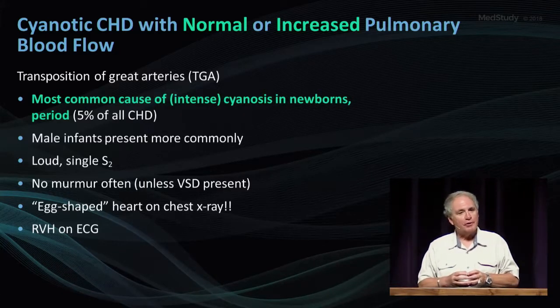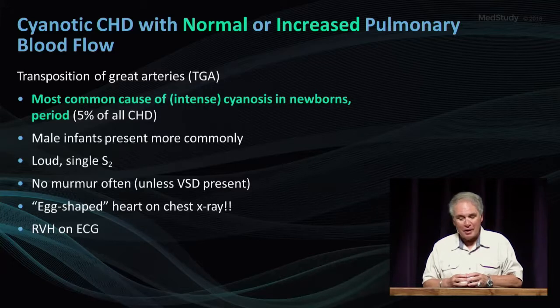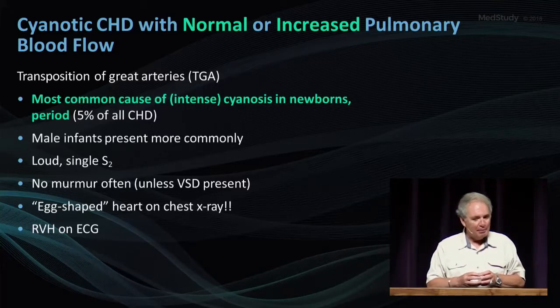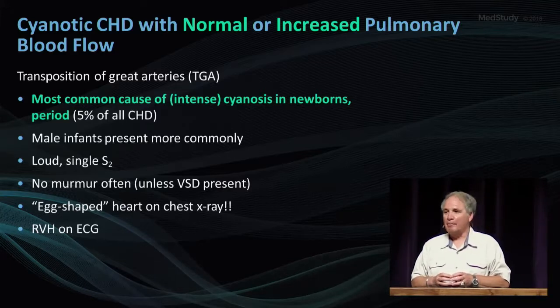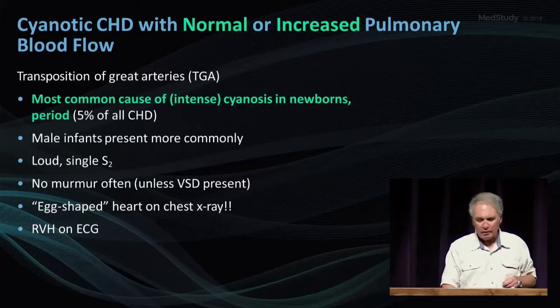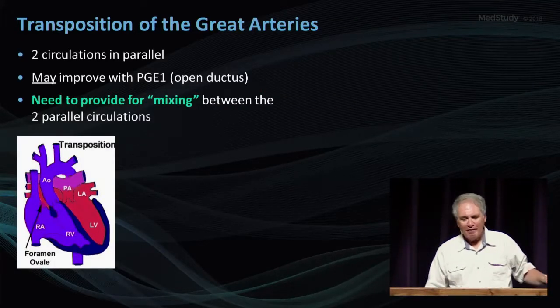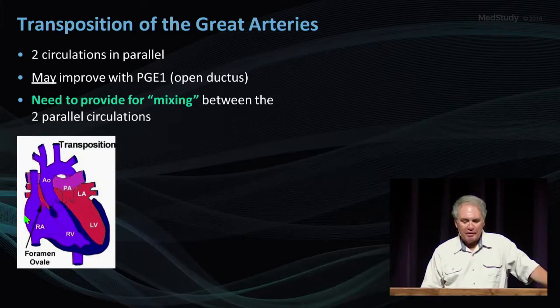This is the heart defect associated with the famous egg on the side chest x-ray, but don't count on that in the newborn period. It's not going to happen, okay? And the electrocardiogram associated with right ventricular hypertrophy. So what you have here are two circuits in parallel. Look at this. Blue blood, right atrium, right ventricle, going out the aorta. On the other side of the heart, you have bright red blood coming back from the lungs, left atrium, left ventricle, going back to the pulmonary artery, okay?